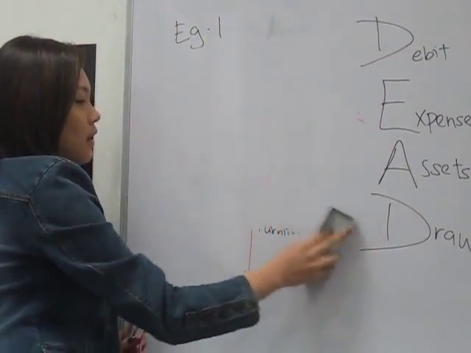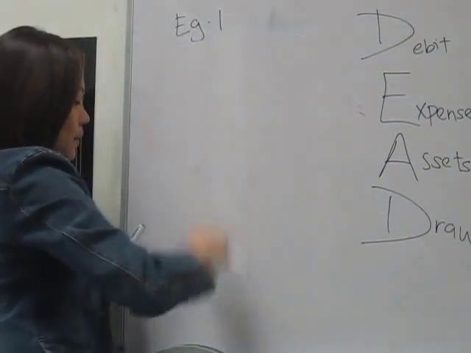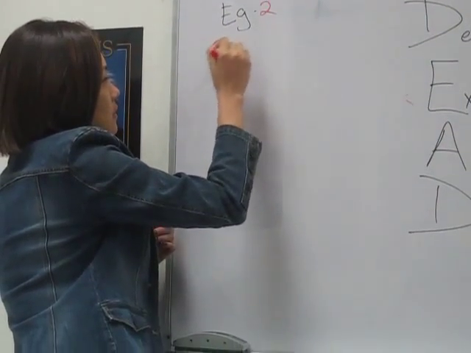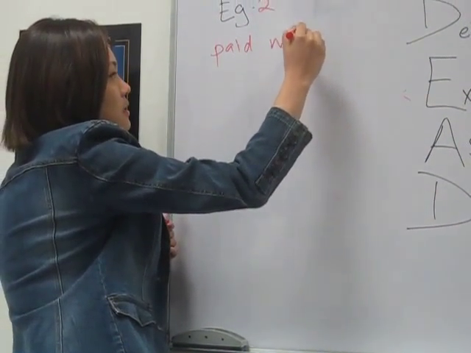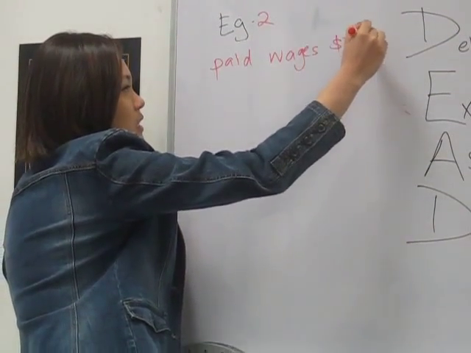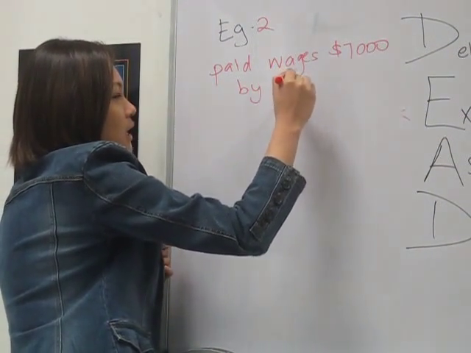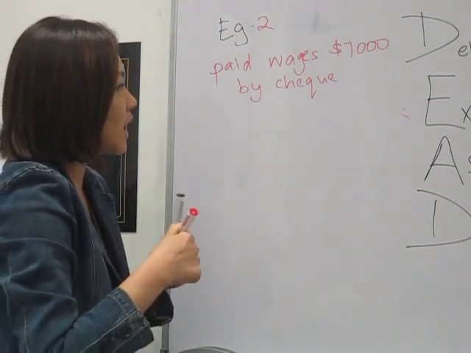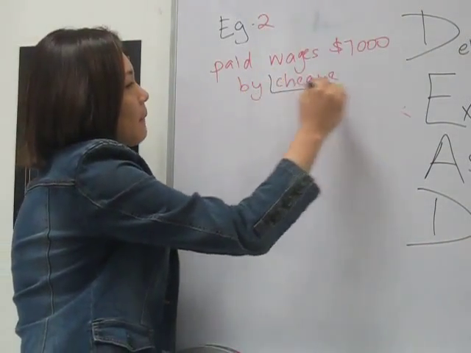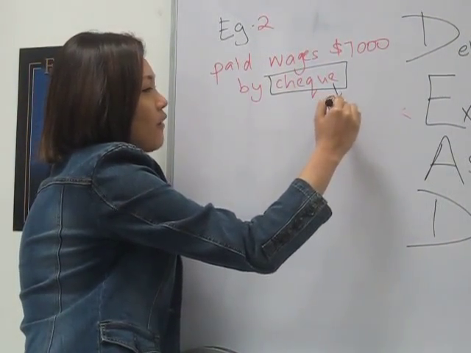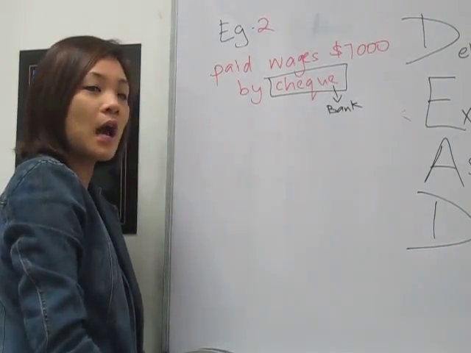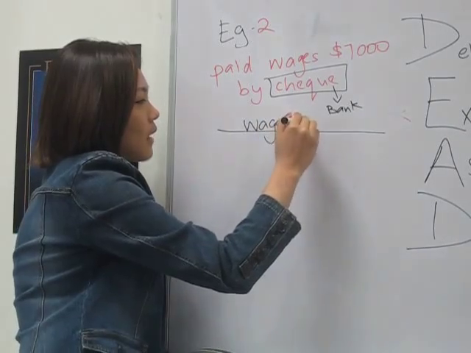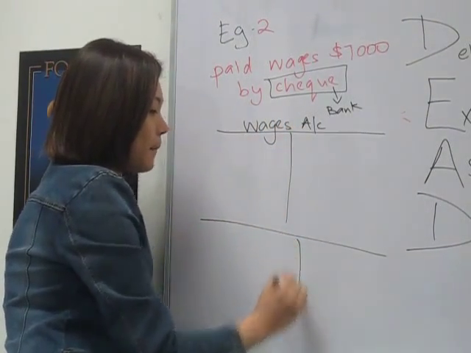I will illustrate more so you can actually learn. Now we will try example 2: paid wages 7,000 by check. Again, we establish that check refers to bank. So in this case, the two accounts that I will open will be the wages account and the bank account.